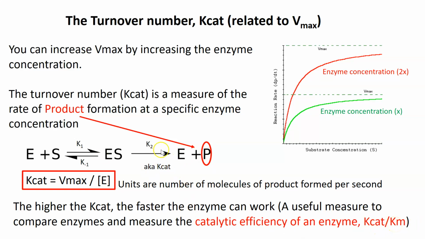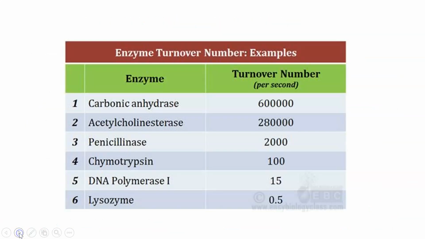So how quickly the product is formed after the formation of the enzyme substrate complex. So you're taking into consideration all these rates, and that's the Kcat over Km. We'll come back to Kcat over Km in a few minutes, but let me just show you the Kcat, the turnover number, of many enzymes which we've already come across before.